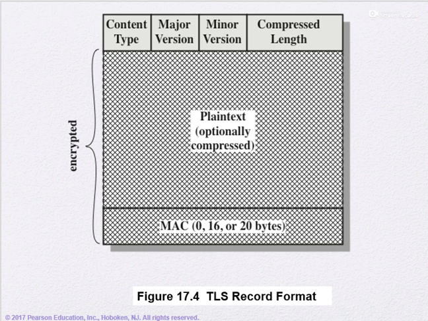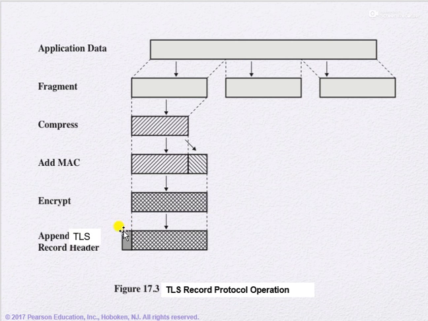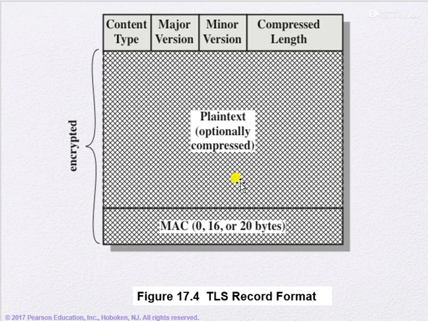So as I showed you, after encryption, record protocol adds a header. Now we will discuss what the fields in this header are.